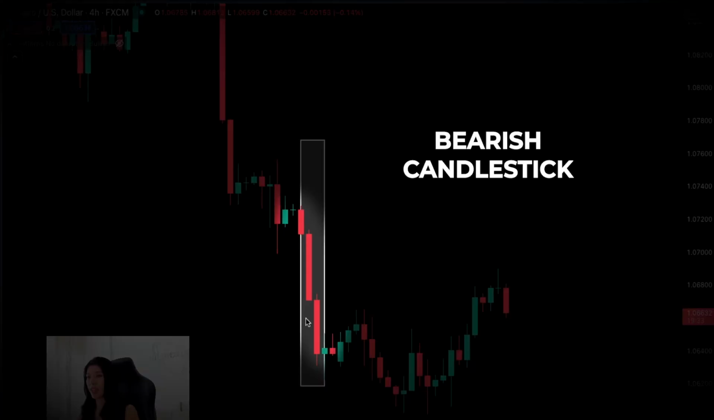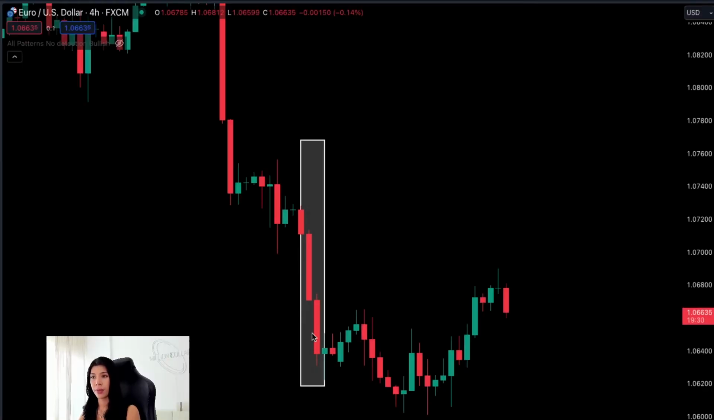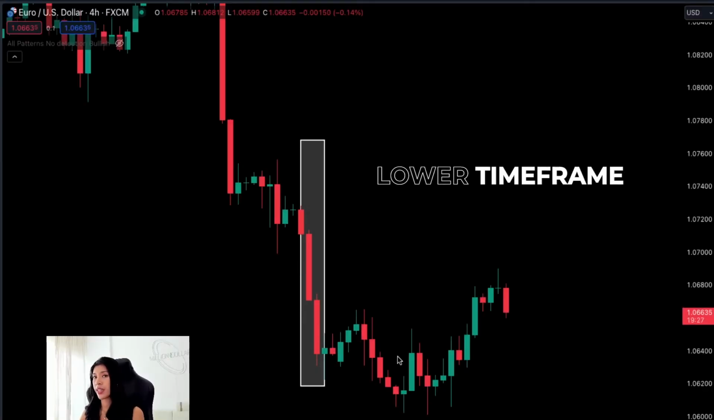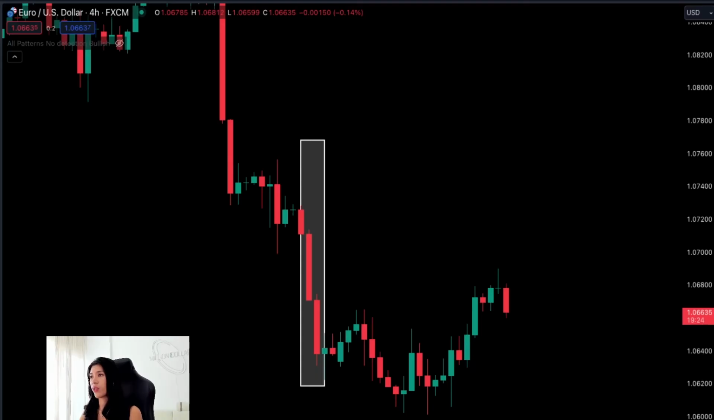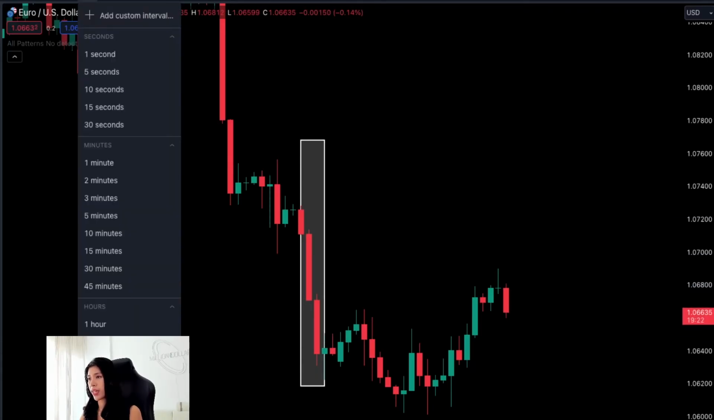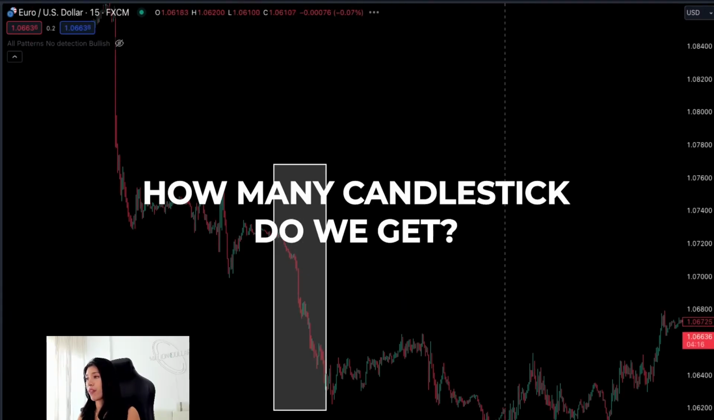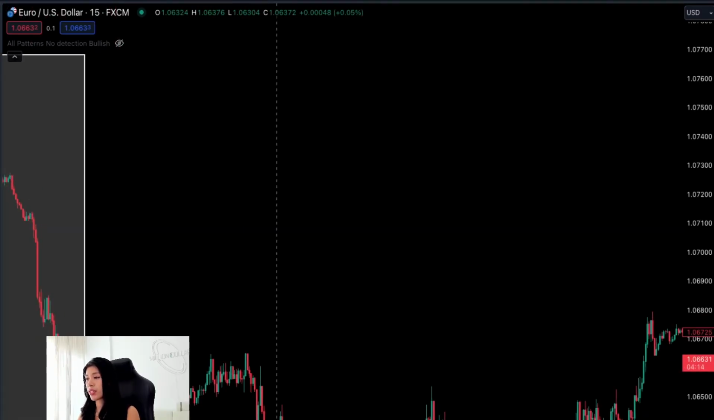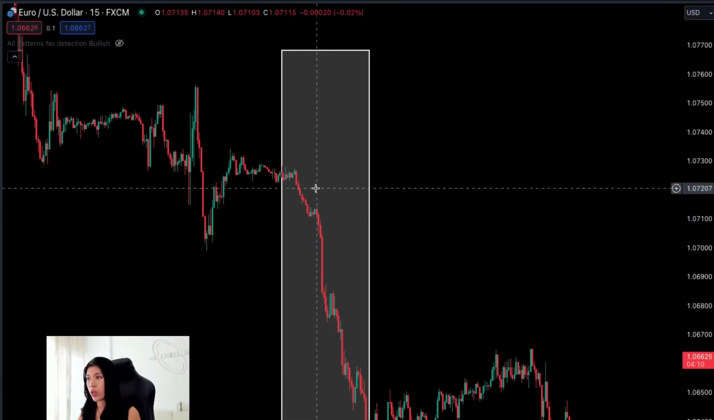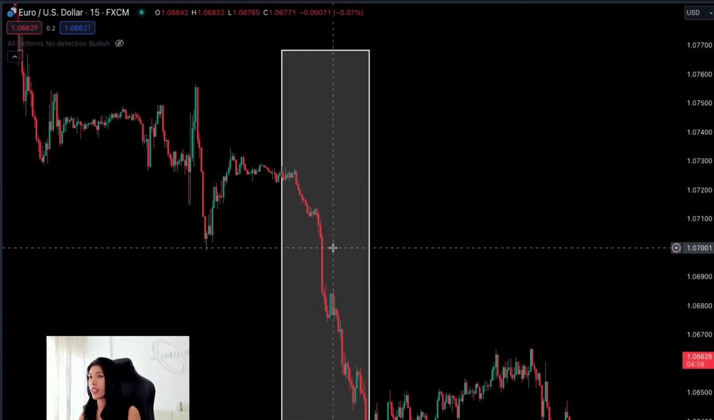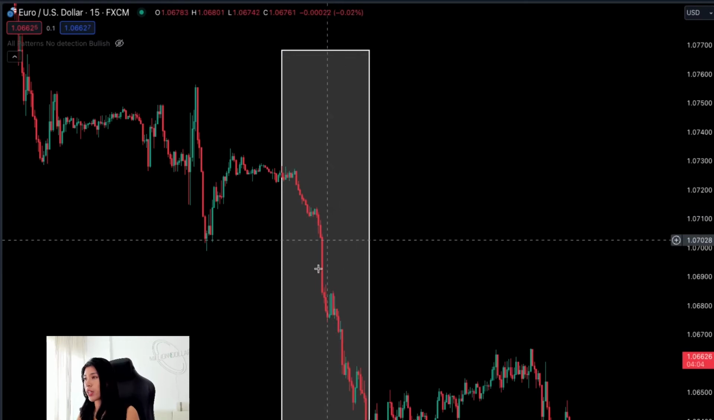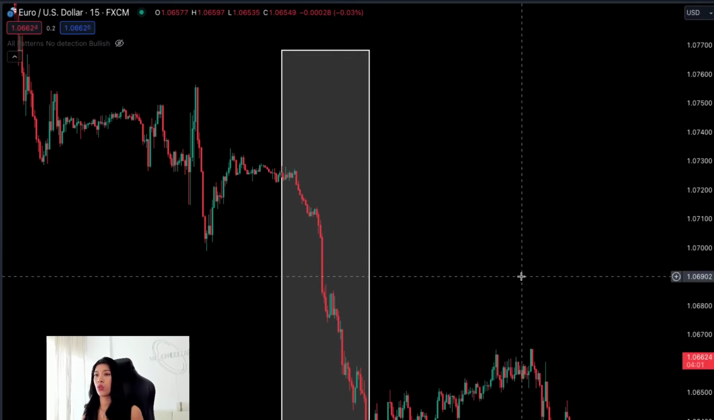One or two bearish candlesticks in the 4 hour time frame represent multiple candlesticks in a lower time frame. If I go down to M15 on this same candlestick, let's say I go down to a lower time frame, how many candlesticks do we get from that? There were only 2 candlesticks in the higher time frame. Now within those 2 candlesticks, you can see multiple candlesticks in the lower time frame. It is important to know that inside a higher time frame candlestick, there are multiple candlesticks in the lower time frame.